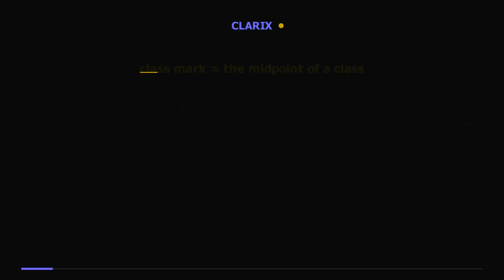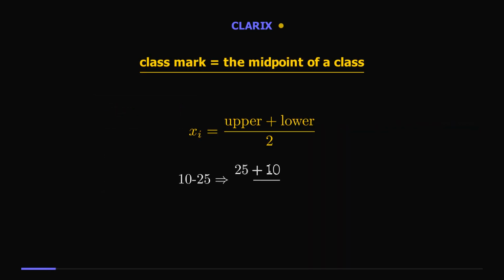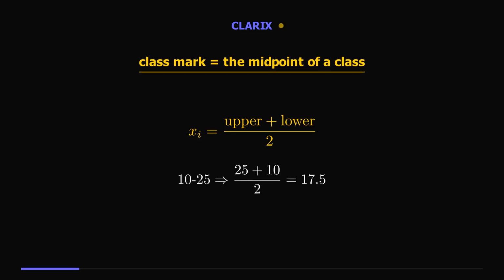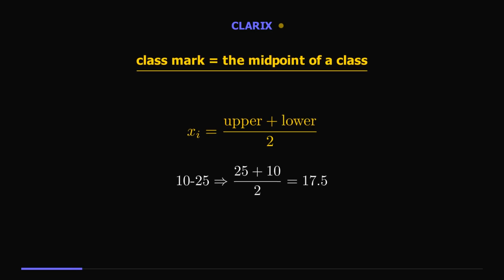Let's start. The trick for grouped data is one idea. Treat every class by its middle value. That midpoint is called the class mark, and it's just the average of the two limits, upper plus lower over 2. So the class 10 to 25 has class mark 35 over 2, 17.5. That single number, xi, now represents the whole class.